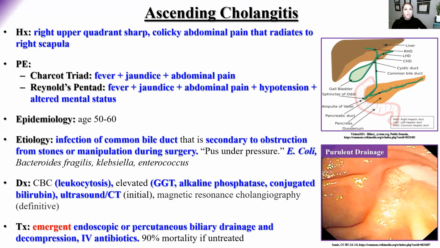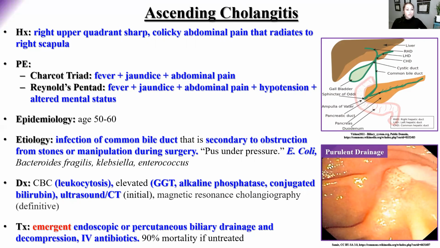On CBC, they're going to have a leukocytosis. They'll have an elevated GGT, alk-phos, conjugated bilirubin. Ultrasound or CT can be our initial diagnostic for this. But the MRC, magnetic resonance cholangiography, is going to be definitive for this one. This is emergent because it has such a high rate of mortality.